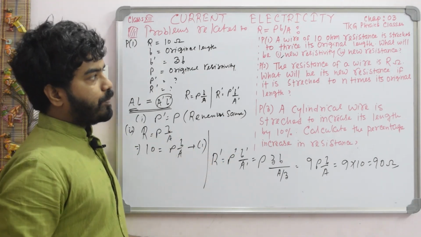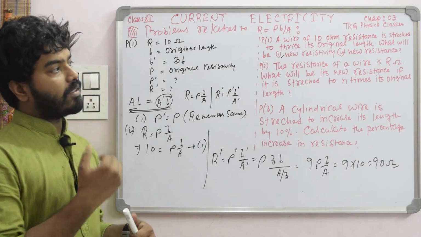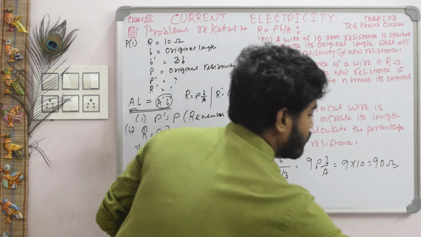Now problem 2. Problem 2: the resistance of a wire is R ohm. Write it down first.